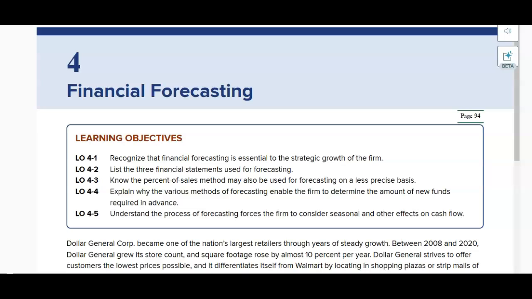And the last thing you want to understand is that the process of forecasting forces a firm to consider seasonal and other effects on cash flow. These are real things, and you can think of some good examples, I'm sure, as you go forward. But this is just a really, really important part of financial analysis.